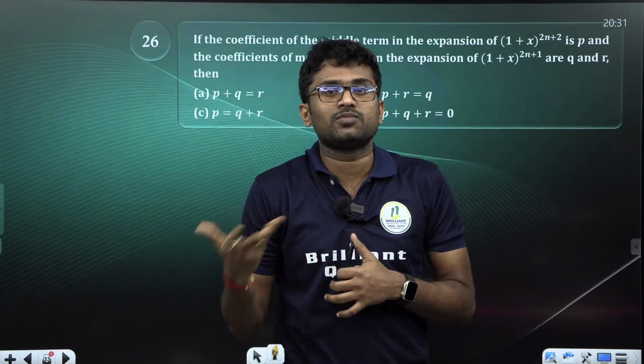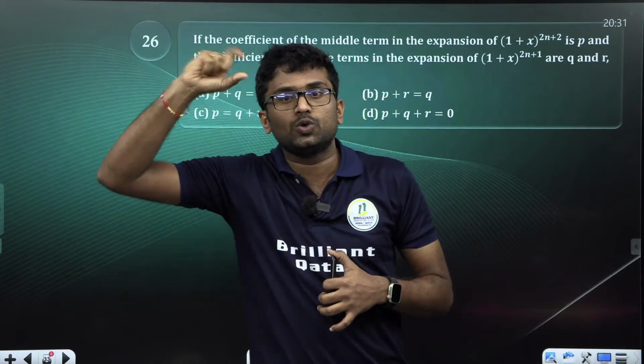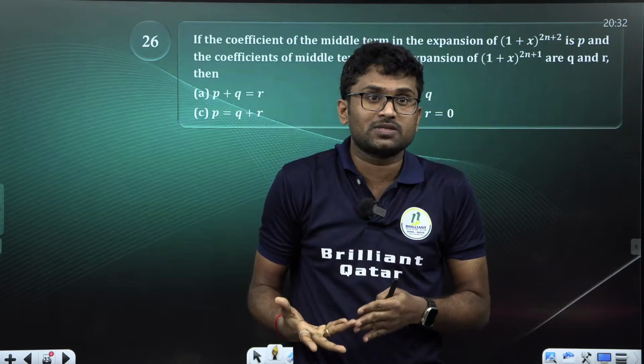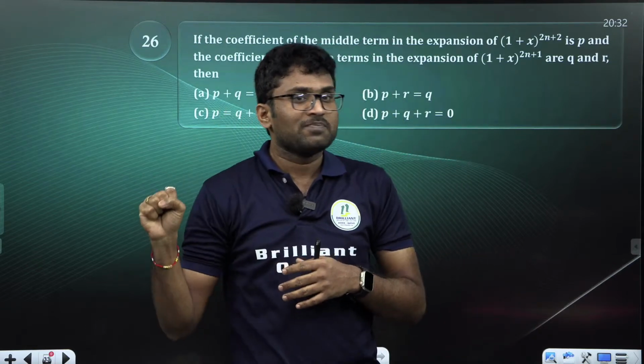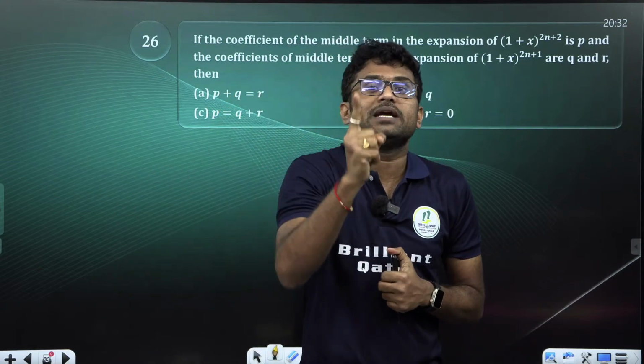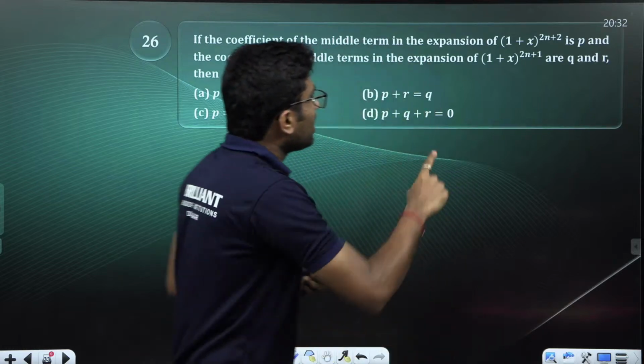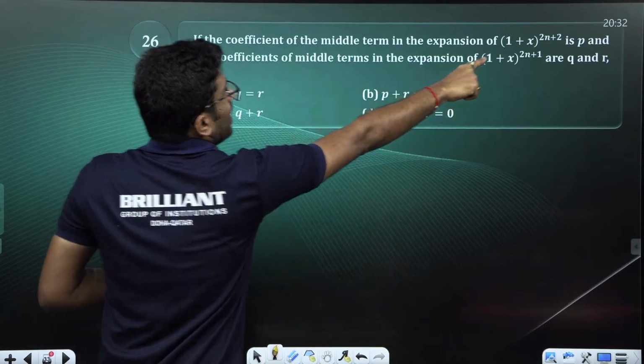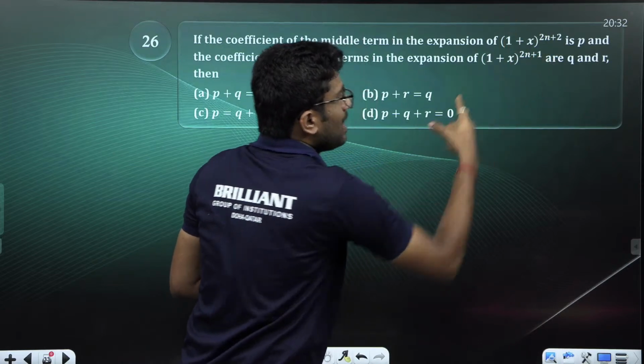So how many terms do we get? 2n plus 2 plus 1, 2n plus 3, which is nothing but an odd number of terms. When we have an odd number of terms, we'll be going with only one middle term. So what is that middle term? Just n by 2 plus 1. That's it. The n by 2 plus 1th term will be our middle term.